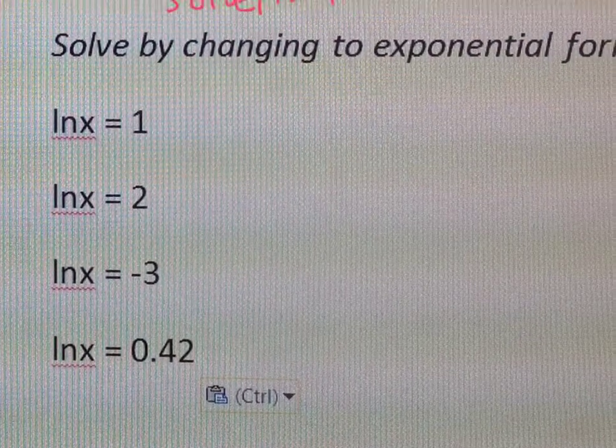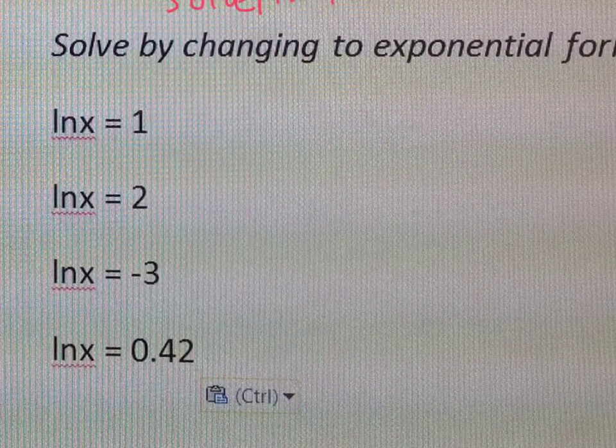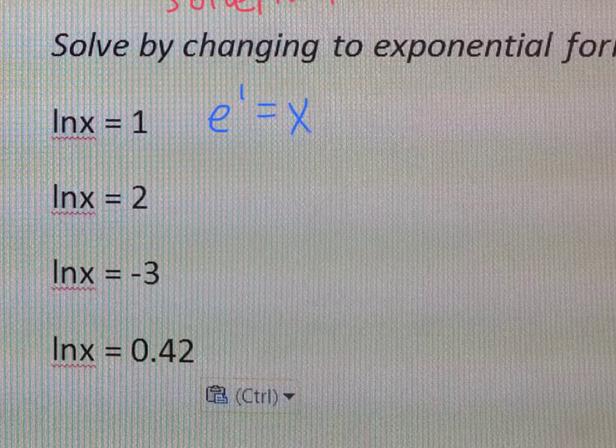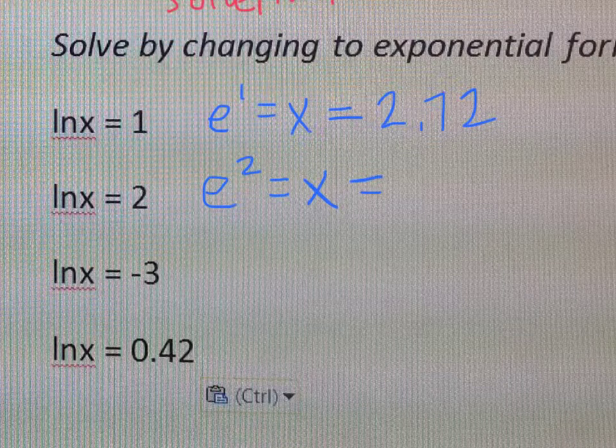The others with the natural logs are going to work the same, except now you don't have to pay any attention to what the bases are, because they're all going to be e. The only time we will ever use ln is when we're using the base of the natural log. So for these, you're going to want your calculator. This is going to say e to the first power is x. And so if you type that in, you're going to get about 2.72. e squared is x. That should give you about 7.39.